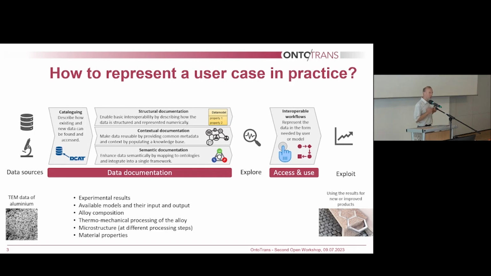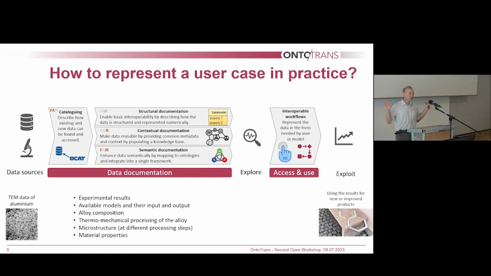Then we have the contextual data documentation. How is your data set related to each other? This really lives in the knowledge base and is a little outside what I will be focusing on now. And then we have the semantic data documentation, where we semantically describe our data by relating it to ontological concepts. So we have different levels of data documentation, and that is what I will focus on now, and also how to utilize this data documentation to really access the data.